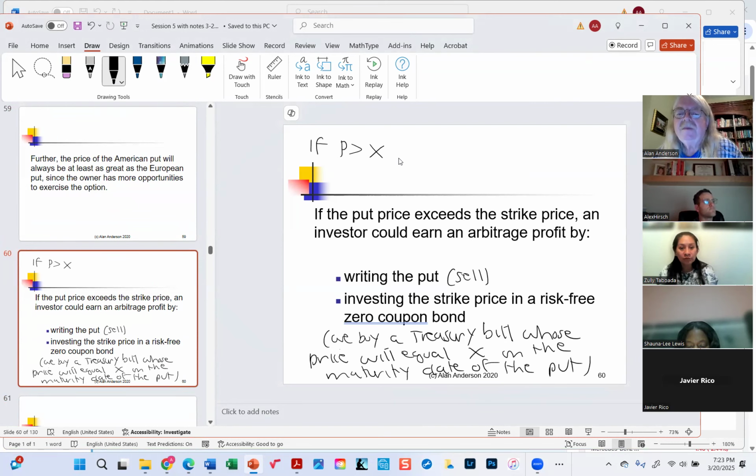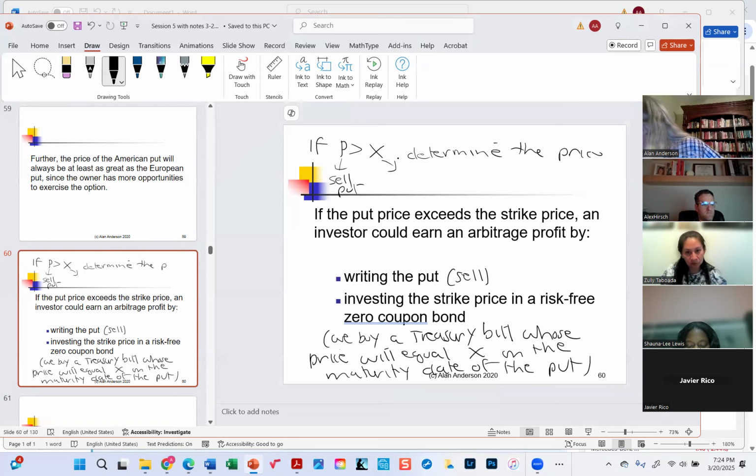So now, by the way, this one is a bit of a stretch. What you have to do for the strike, the strike price is not an asset. So what you're going to do instead is you're going to sell the put. So here, what you have to do is figure out the price of a treasury security.